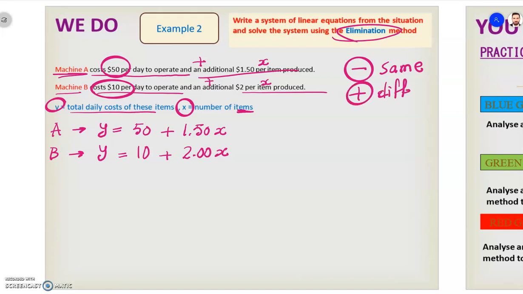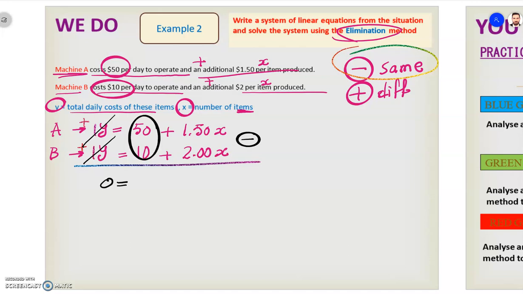Here we have 1y and 1y. They have the same sign, positive and positive, so I'm going to subtract. 1y minus 1y is gone, so here we have 0. 50 minus 10 equals 40. And 1.5x minus 2x is equal to negative 0.5x. Switching x to the other side, 0.5x equals 40.